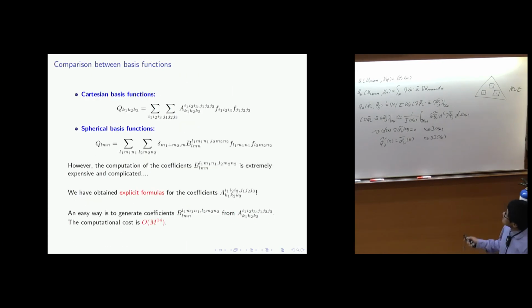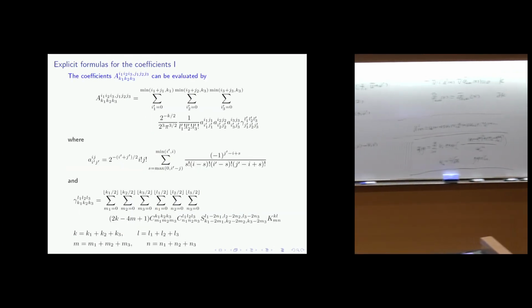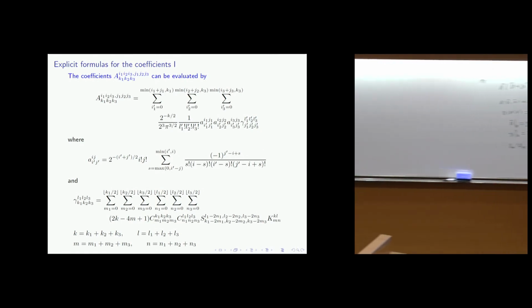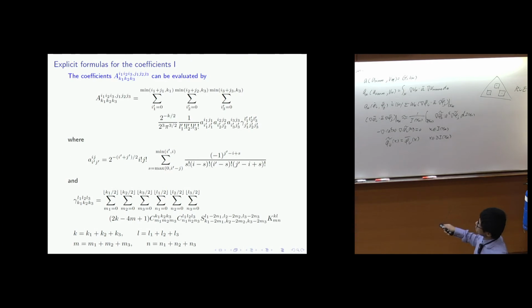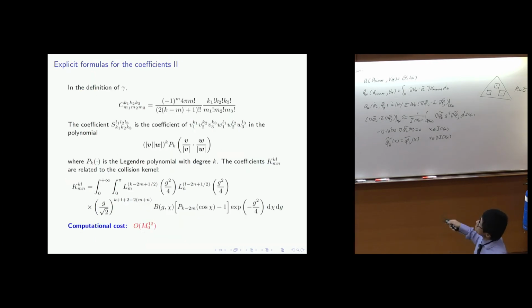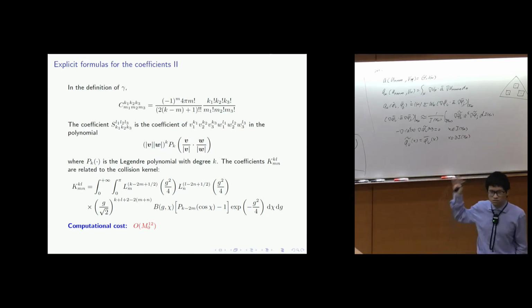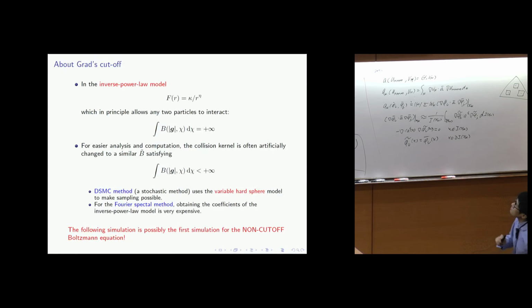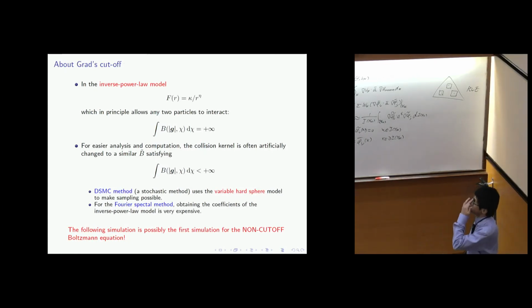OK, as I said, for these coefficients, I have explicit formulas. I don't want to really mention these formulas. It's pretty complicated. You can see that it involves a lot of other manually introduced quantities until here. And what I want to mention is just here. The computational cost is O(M0) to the power of 12. So this is also very expensive. But as I said, we just need to do this once. And then it can be applied to all the computations.